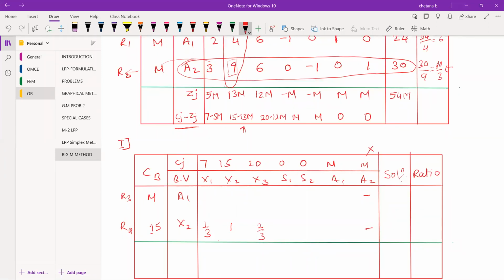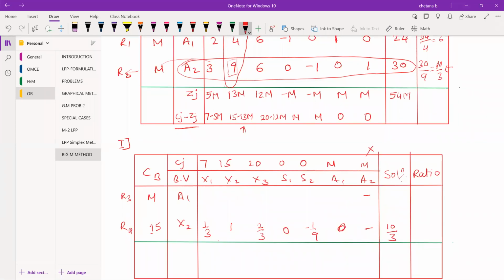Then 0, minus 1 by 9. Next, 1 by 9. A1 is 0, and this will be 1 by 9. If you write it, it is okay. If you don't write it, it is also okay. 30 by 9 is 10 by 3.